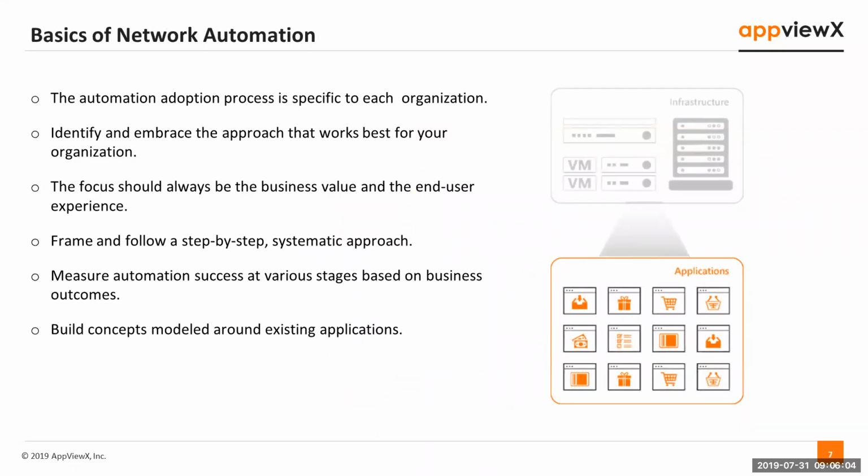So what are some of the basic components of network automation? Well, to start with, automation adoption processes is specific to each organization. There's not one size fits all when it comes to deploying automation. The ability to identify and embrace the approach that works best for your organization is critical in advancing towards maintaining or creating a more agile environment.